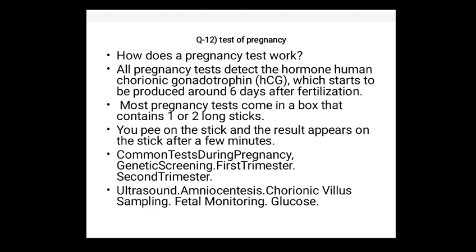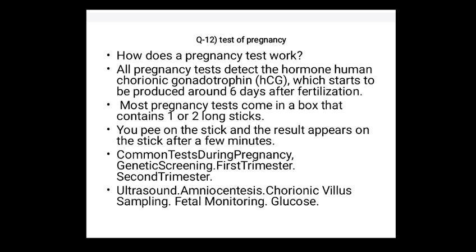Most pregnancy tests come in a box that contains 1 or 2 long sticks. You pee on the stick and the result appears on the stick after a few minutes.